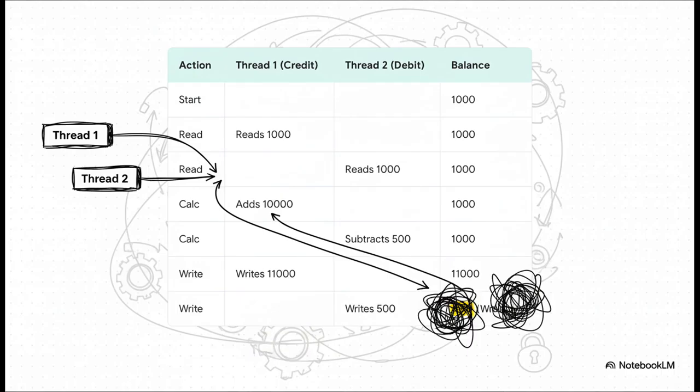This table shows a total disaster in the making. Just watch this. Both thread 1 and thread 2 start by reading the exact same balance of 1,000. Thread 1 adds money, but before it can save the new total, thread 2 subtracts money based on the old balance. Then they both try to save their results, one overwrites the other, and whoops, the final balance is completely wrong. That's a classic race condition, and it's a nightmare for developers.